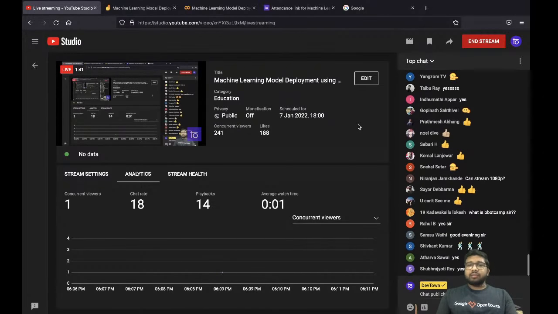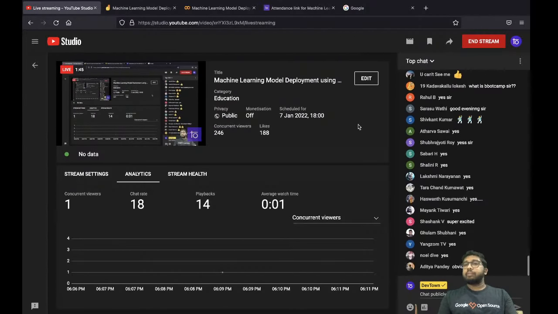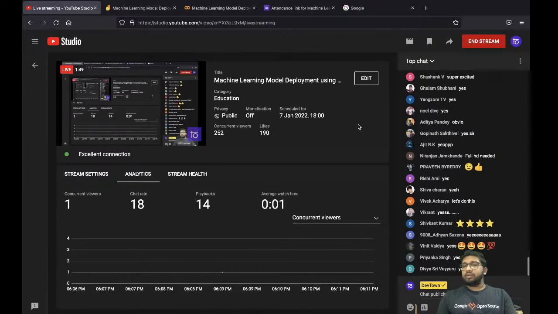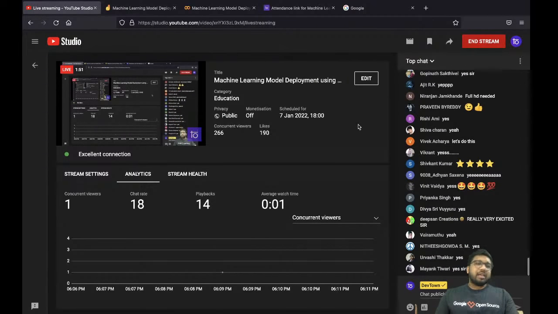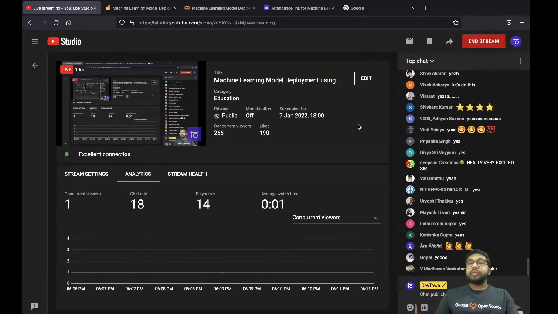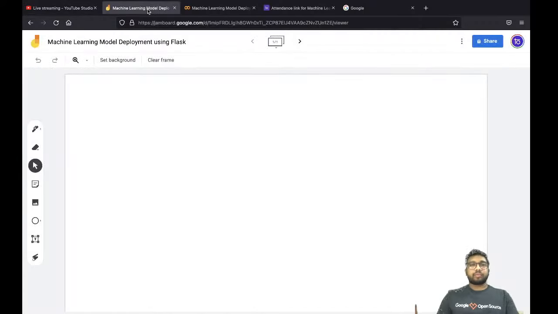Perfect. And first of all, those who are facing some resolution issue, you can upgrade your resolution to a higher resolution as well. You can do that with the setting option. Perfect. So let's start and let's understand what we are going to do during these 7 days.